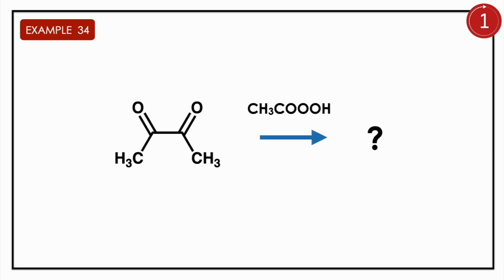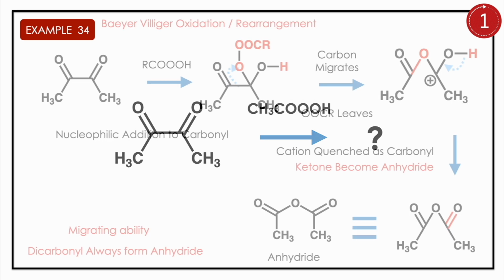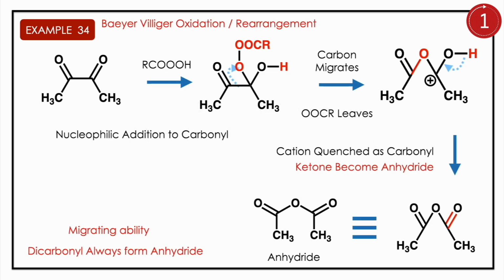Then the next example. Here you have a dicarbonyl system with two methyl groups. You are using the peracid. You should find what will be the final product. Here the reaction is kind of special because you have two carbonyls nearby. The migrating ability of the carbonyl is higher because the final product is much more stable. Anhydride is the favorable product.